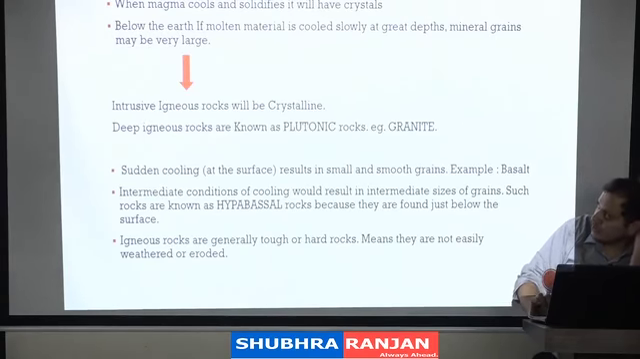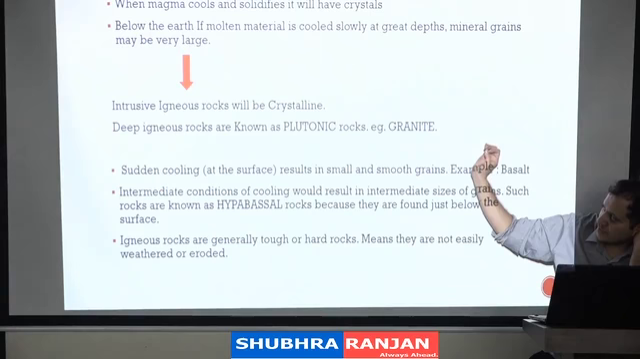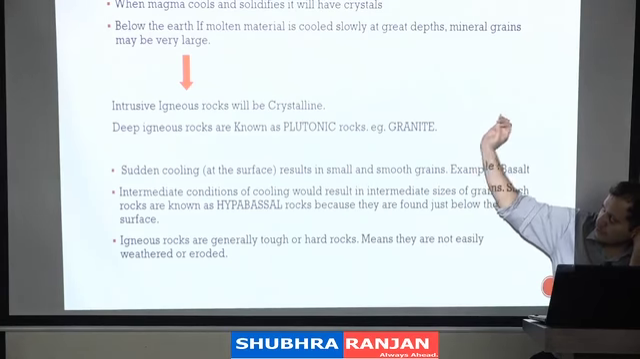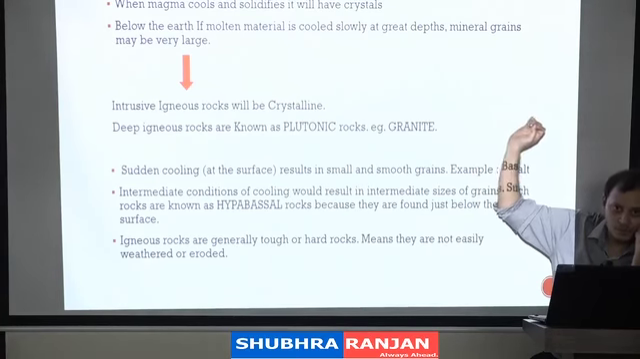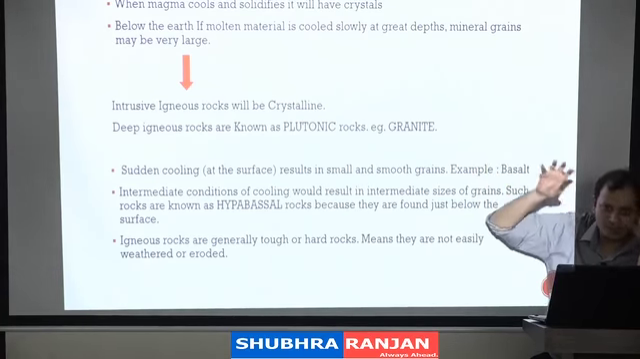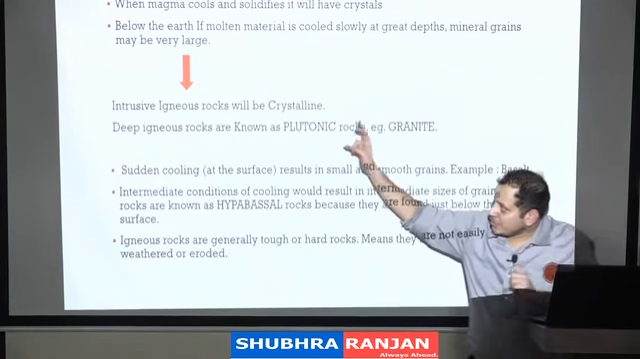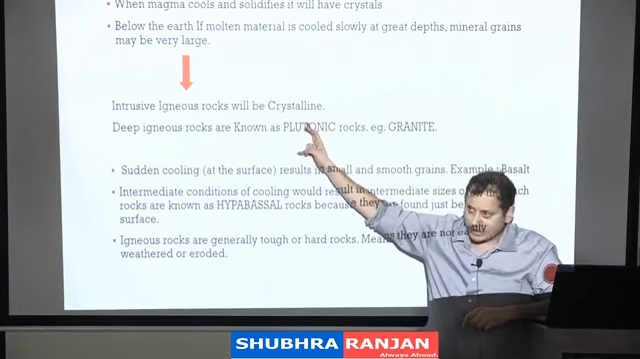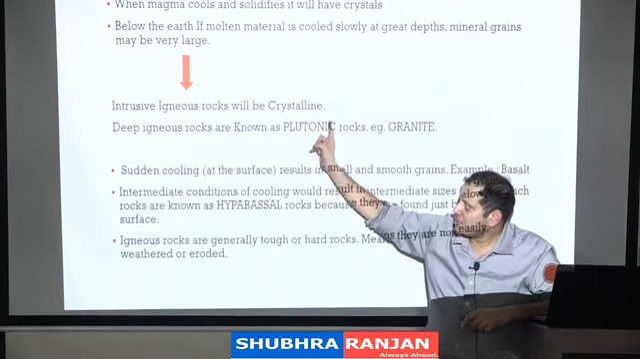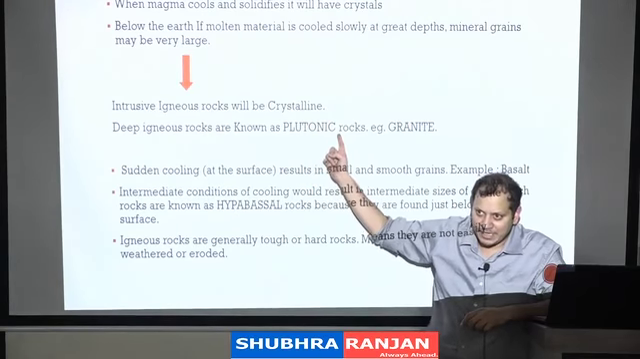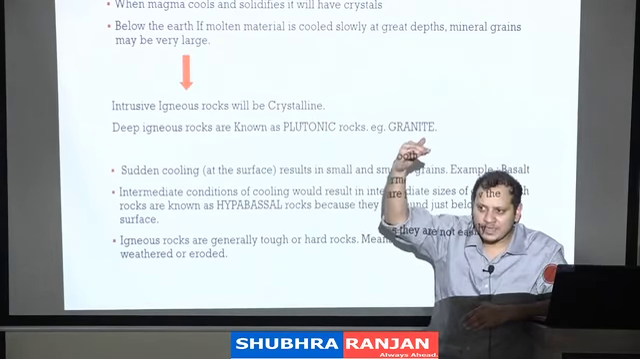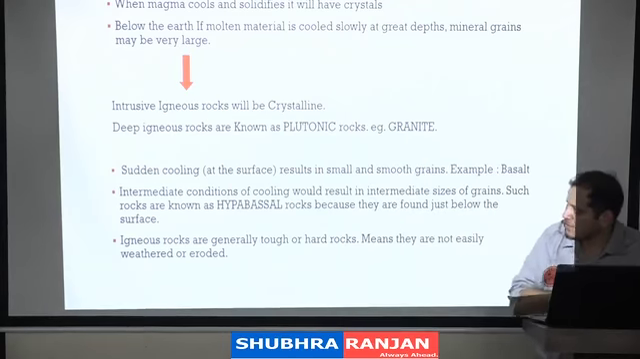When magma cools and solidifies, it will have crystals. Below the earth, if the molten materials are cooled slowly, the mineral grains will be larger, that is large crystals, and intrusive igneous rocks will have more crystals. Deep igneous rocks are also known as plutonic. ये भी हमने कल देखा है. And उसके ऊपर is hypabyssal. उसके ऊपर is the surface rocks.